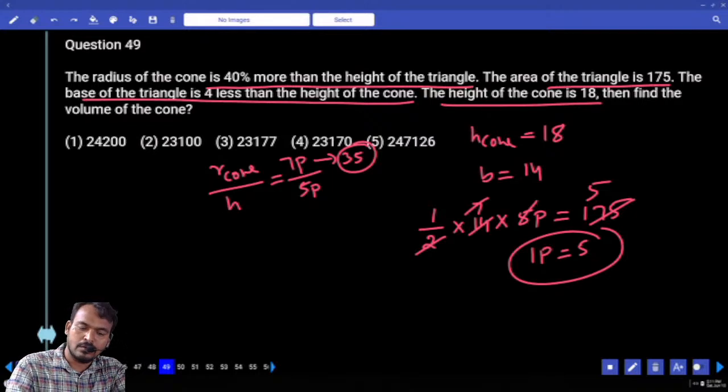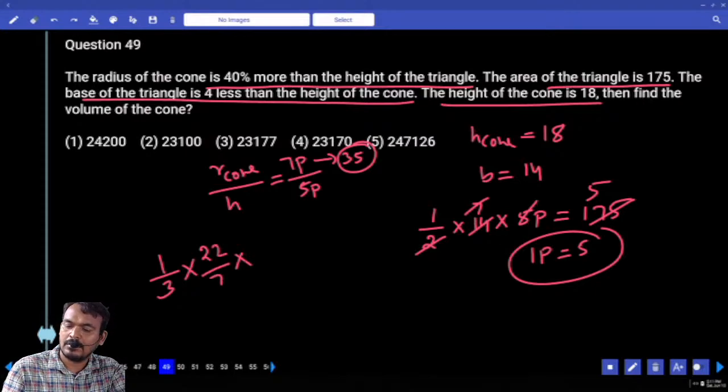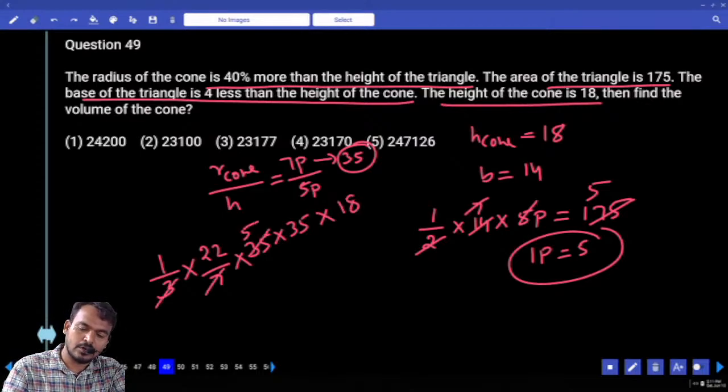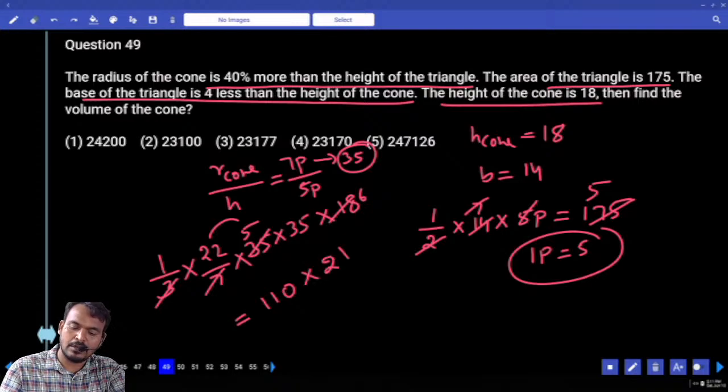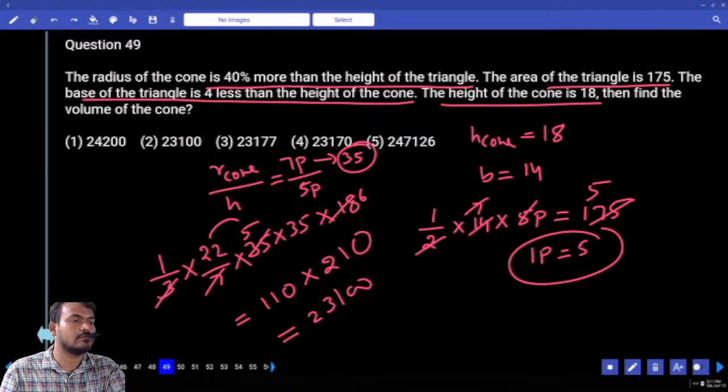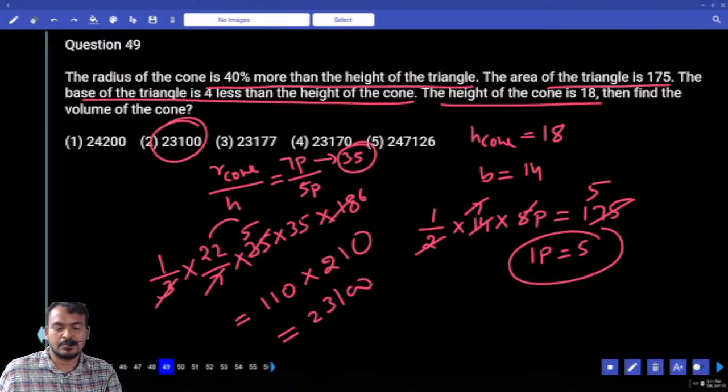Volume of a cone is 1 by 3 pi r square h. What is the pi value? 22 by 7 into r square. R value 35 into 35 into height 18. 7 how many times? 5 times. 3 how many times? 6 times. 22 into 5 is 110. 35 into 6 is 210. It will be 23,100. Which option? Second option.